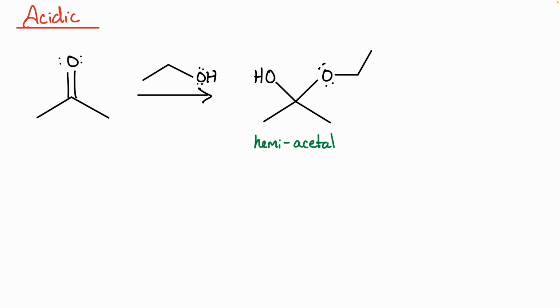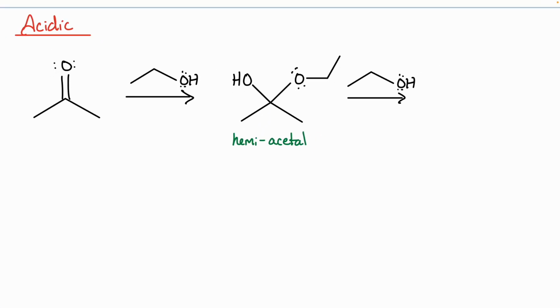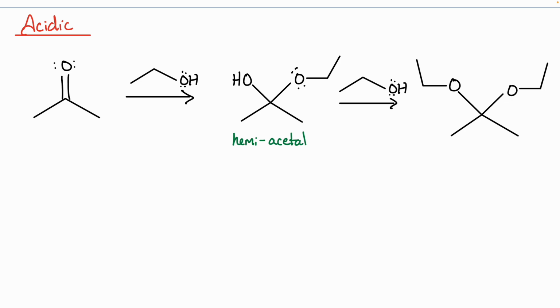And this one will actually react with yet another alcohol molecule. So if we have an excess of that alcohol, it will react one more time to form not a hemiacetal, but a full acetal, where not one, but two alcohols are attached to what was formerly your carbonyl carbon.